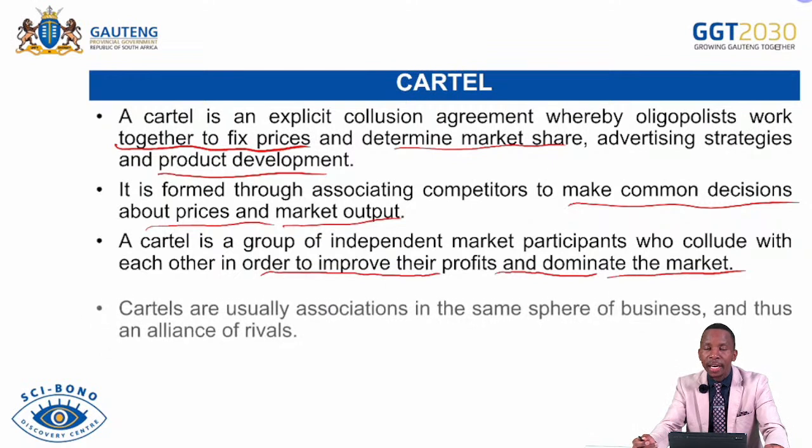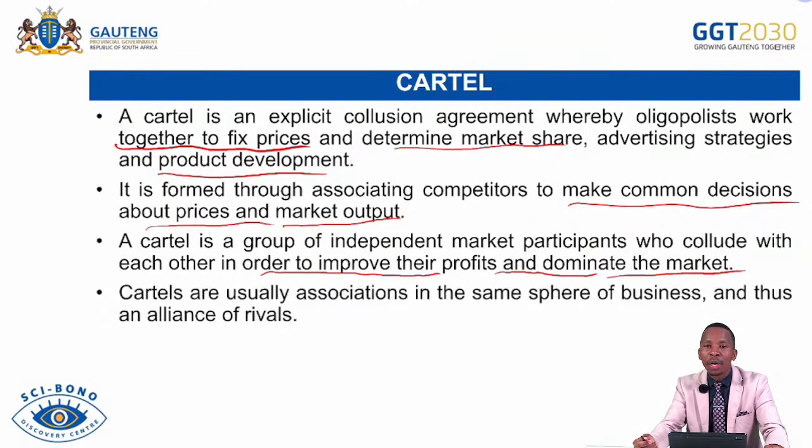It easily eliminates competition because firms always act on common decisions. Cartels are usually associations in the same sphere of business and thus an alliance of rivals. So they form an alliance together while they are competitors and make those decisions. That's a cartel.